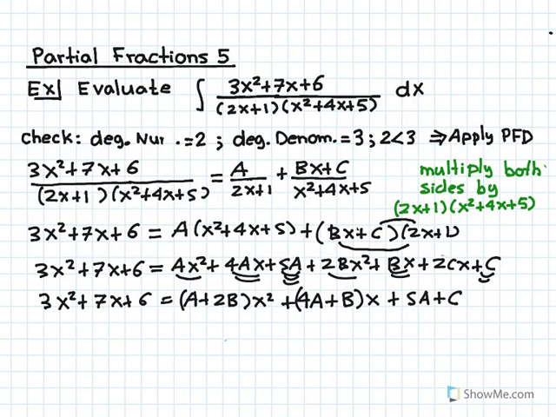So the next step will be equating coefficients. On the left-hand side, we have 3, the coefficient of x squared. On the right-hand side, we have A plus 2B. On the left-hand side, the coefficient of x is 7. On the right-hand side, the coefficient of x is 4A plus B. On the left-hand side, the constant coefficient is 6. On the right-hand side, the constant coefficient is 5A plus C. And our job is to solve for A, B, and C.